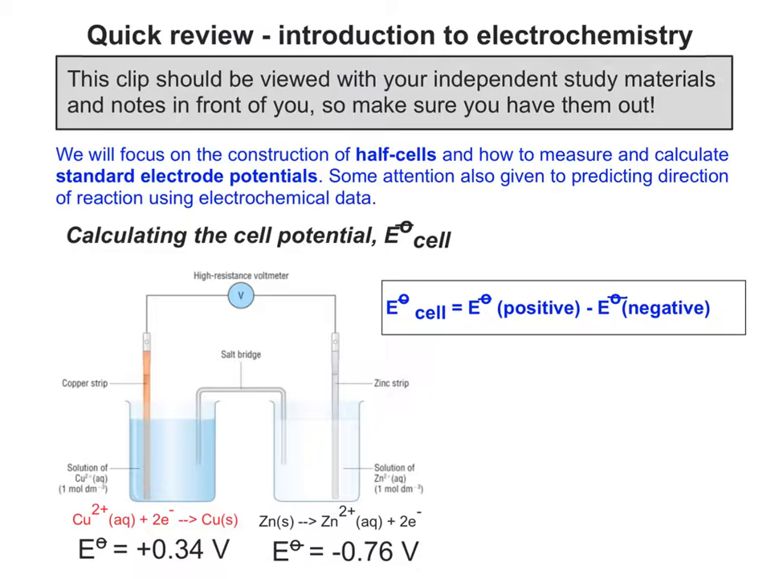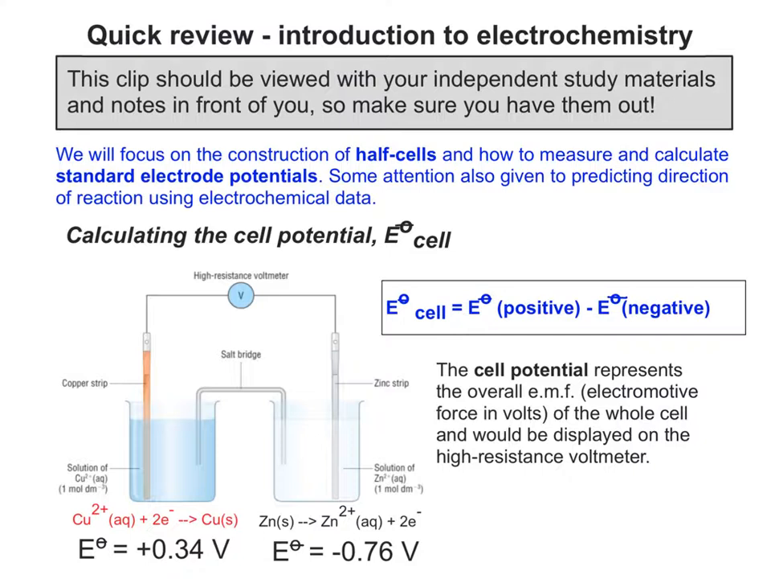So if you want to calculate the cell potential, which is the overall voltage in the cell, what you need to do is subtract the more negative electrode potential from the more positive electrode potential. Just a reminder that the cell potential is the overall electromotive force of the whole cell, and it's what you'd see on the high resistance voltmeter. So for this particular system, you'd take plus 0.34 minus 0.76, and the overall cell potential would be plus 1.1 volts.